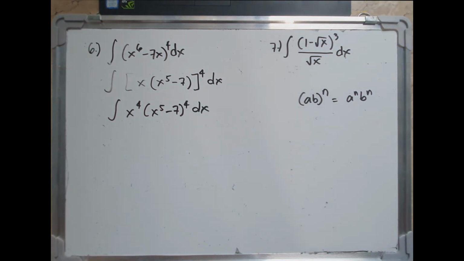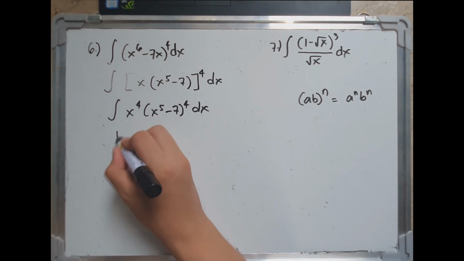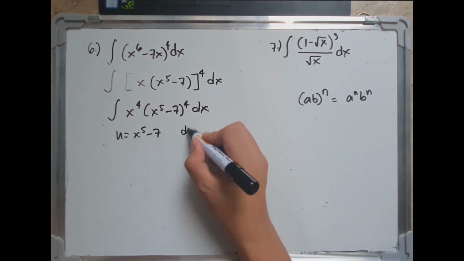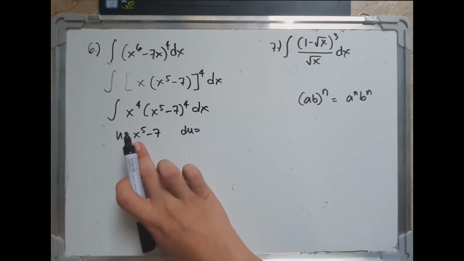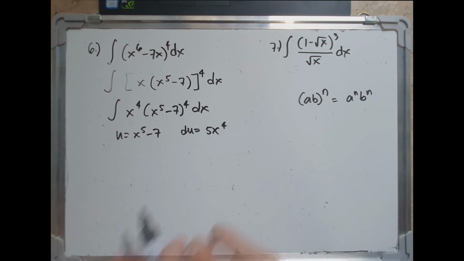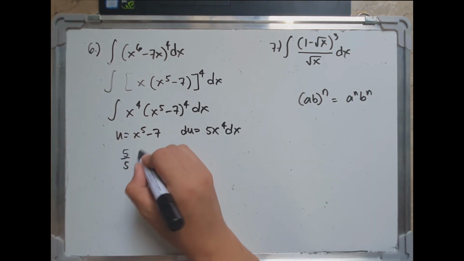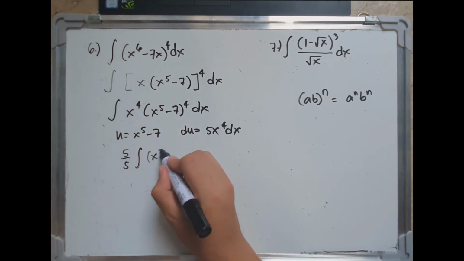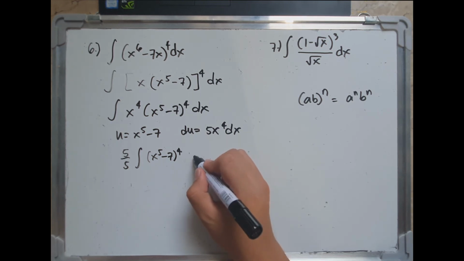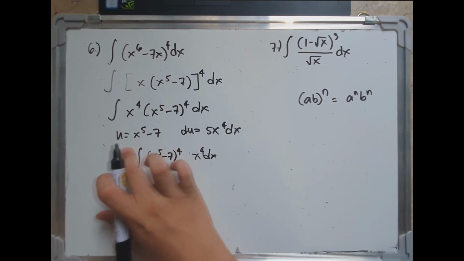Now notice, we could choose this one as our u. Let u equal x to the 5th minus 7. The derivative of u, with x to the 5th, is 5x to the 4th dx. So multiplying by 5 over 5, integral of x to the 5th minus 7 raised to the power of 4, we have here x to the 4th dx, writing the numerator 5 inside.